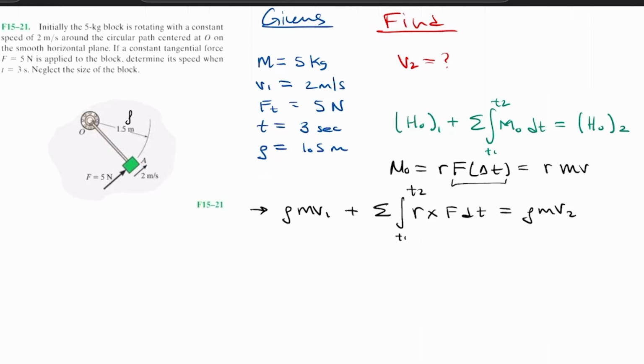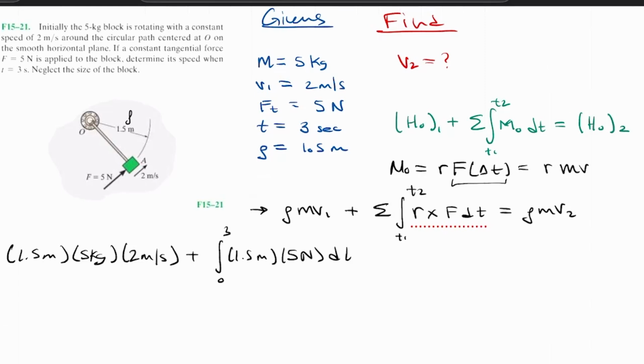So we just plug and chug for this one. We know the radius of curvature is 1.5 meters. We know the mass is 5 kilograms. We know velocity 1 is 2 meters per second. Plus the only force acting is the tangential force given right there. So this is the integral from 0 to 3 seconds of our radius, 1.5 meters, times 5 newtons dt. And it is equal to 1.5 meters times the 5 kilograms times v2.